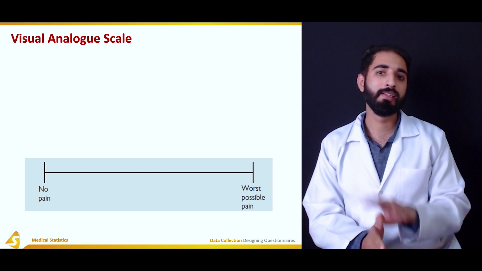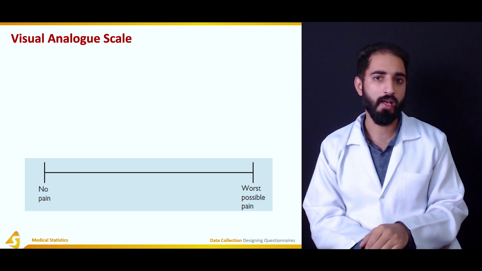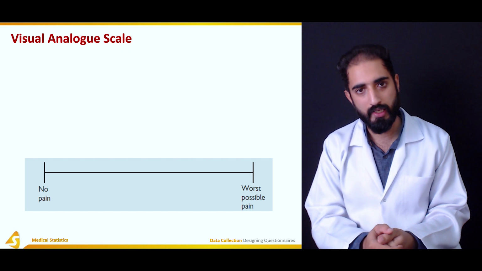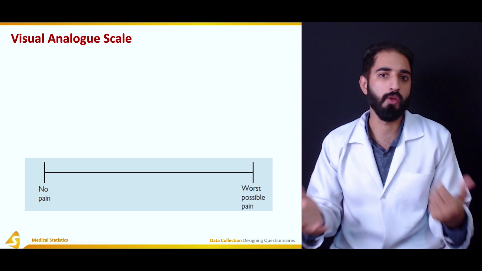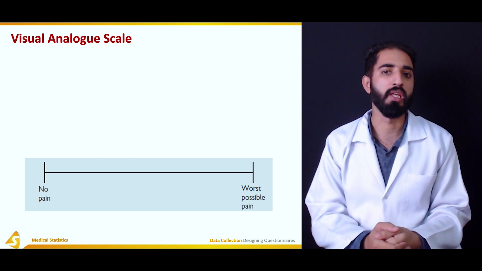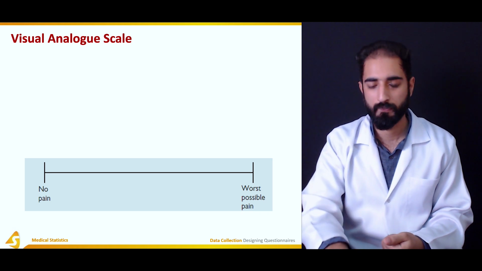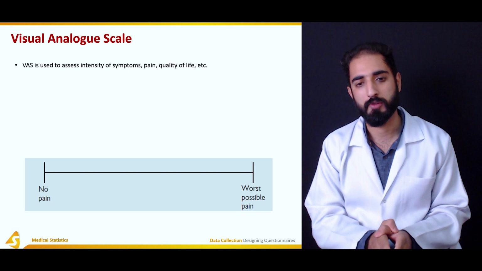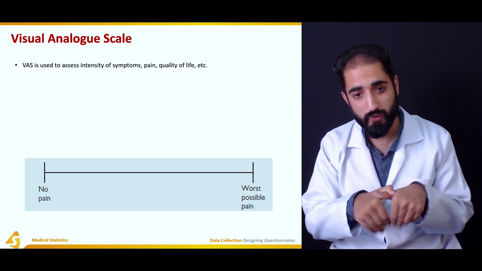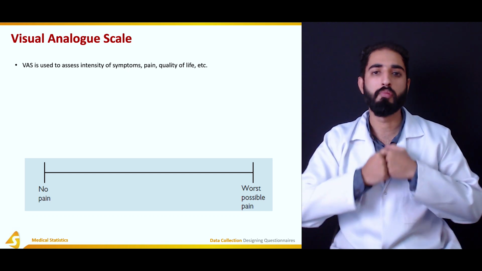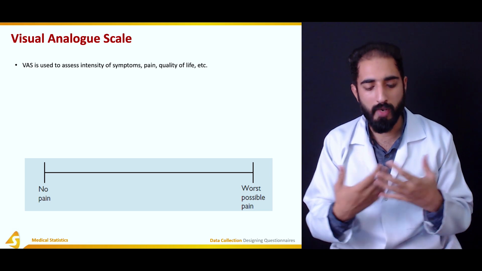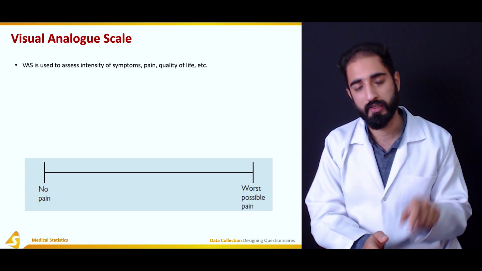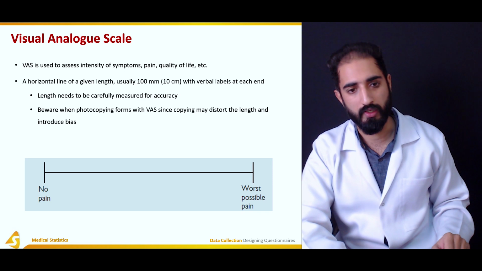Visual analog scale. Now this scale, on the other hand, is a continuous scale, and it can be used as a continuous variable, and you can calculate the averages, means and standard deviations out of it. The visual analog scale is used to assess intensity of symptoms, pain, quality of life, etc. It is used to assess pain in a lot of studies. I have myself used this visual analog scale in a lot of studies.